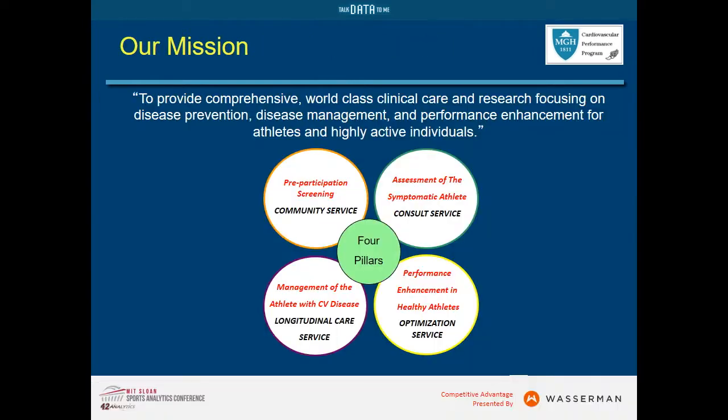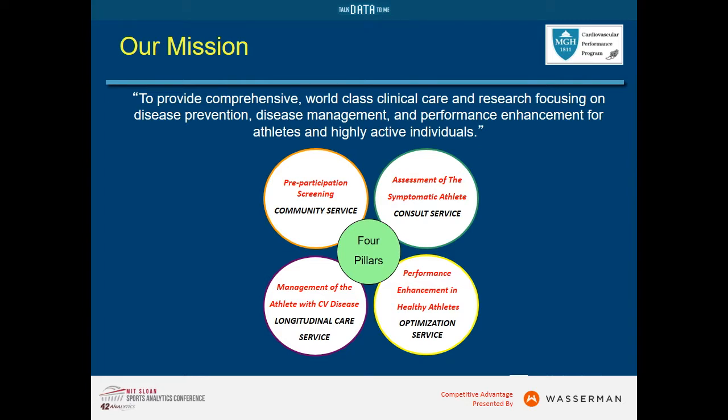We've known this for a long time, and this is very much the backbone of the Cardiovascular Performance Program, which I run. Our mission statement is quite simple, and that is to provide comprehensive world-class clinical care and research focusing on disease prevention, management, and performance enhancement for athletes and highly active individuals.